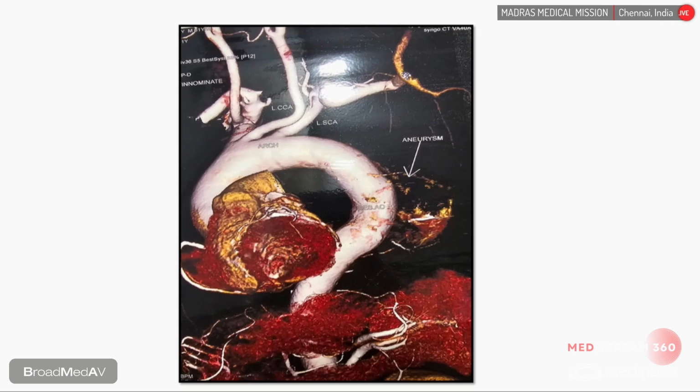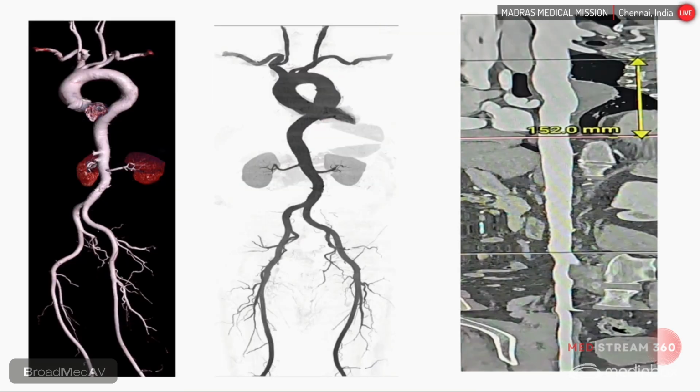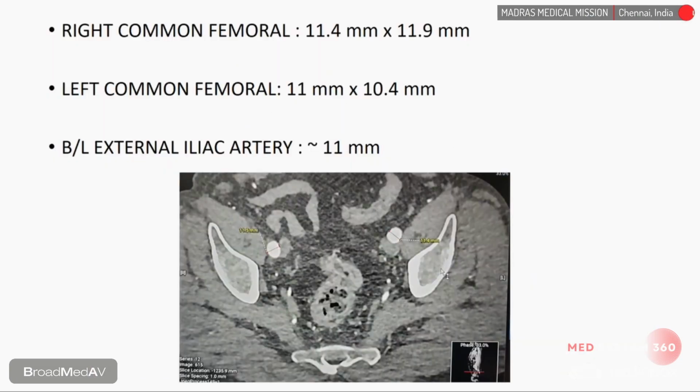So this is the CT picture of the thoracic aneurysm. You can see the saccular aneurysm bulging to the left on the greater curvature. Now if you see, the diameter of the aorta in the landing zone above is around 34, and the diameter of the aorta below was around 28.